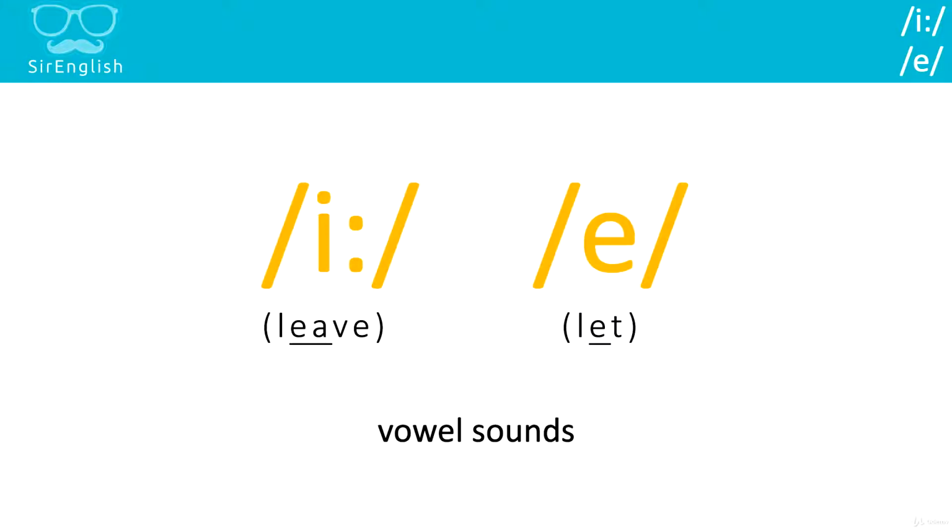Here are the next two vowel sounds we're going to target. E as in leave and E as in let. So the first thing you may have noticed about these two sounds is that the first one is long and the second one is short.